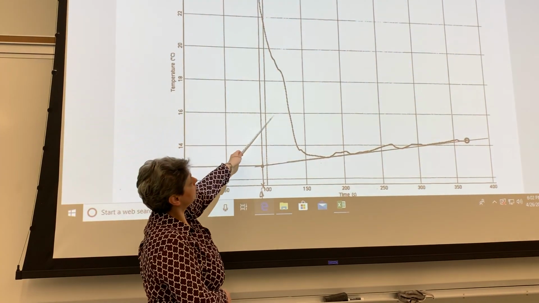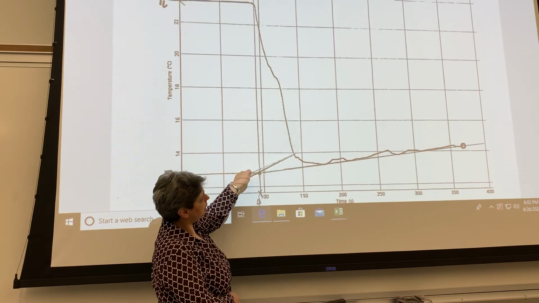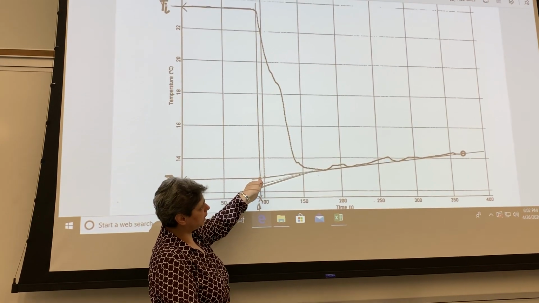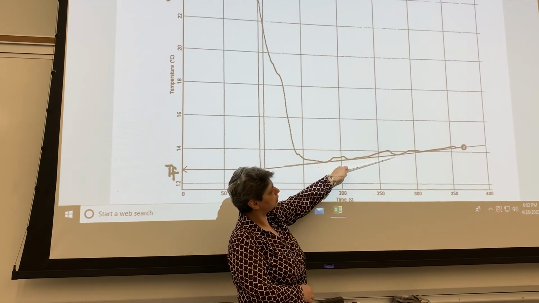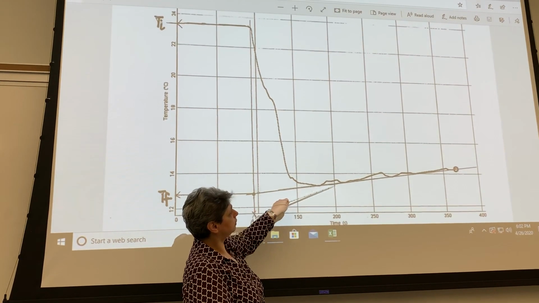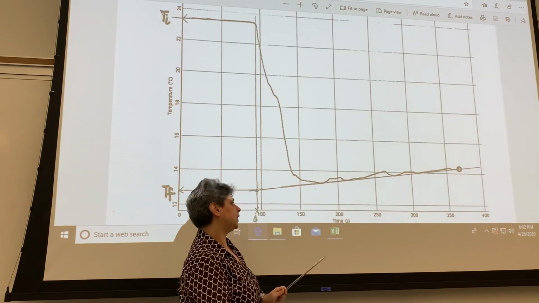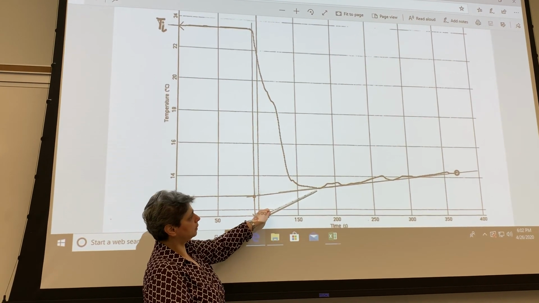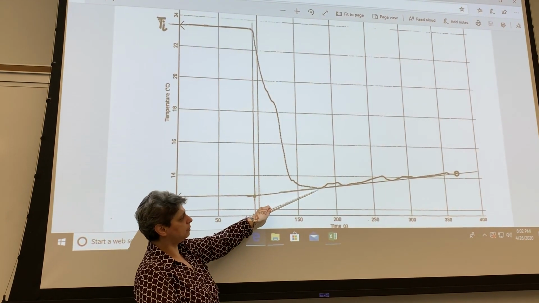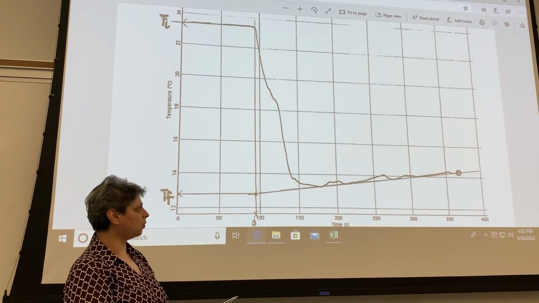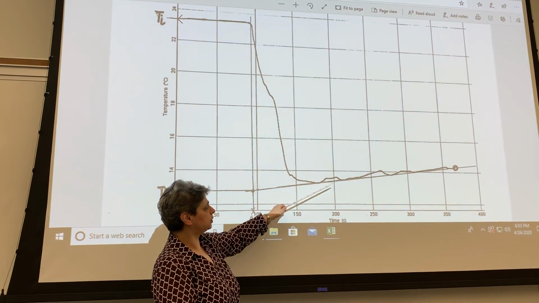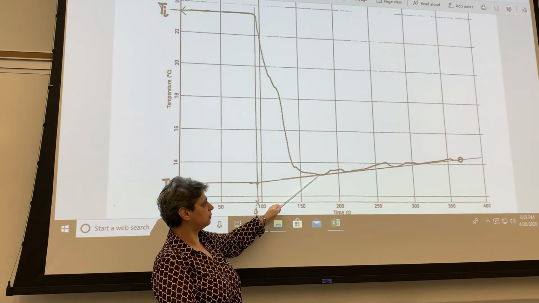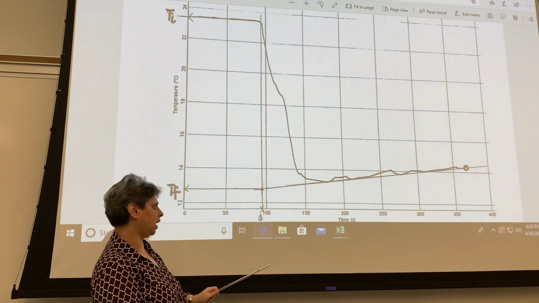Once the salt has dissolved completely, the reaction pretty much stops, and temperature starts leveling off, although you do see a little bit of a positive slope right here at the final portion of the curve. That's because at this point the temperature of the mixture is significantly lower than that of the surroundings, and so surroundings start bringing heat to the reaction mixture, warming it back up.